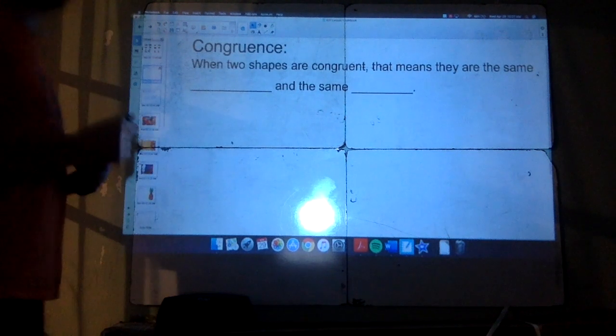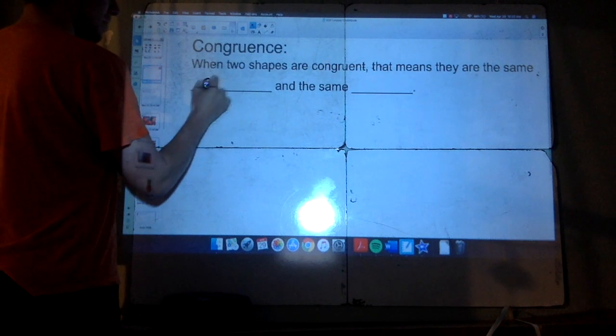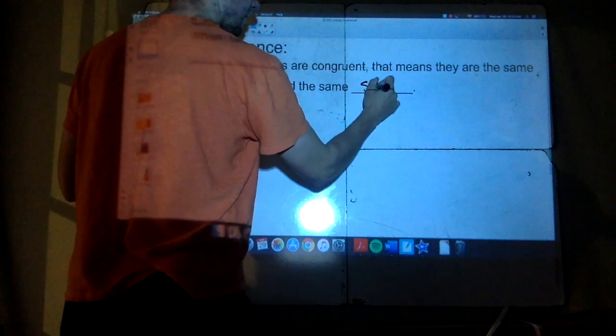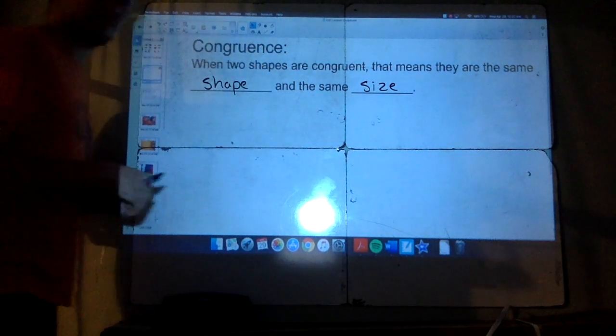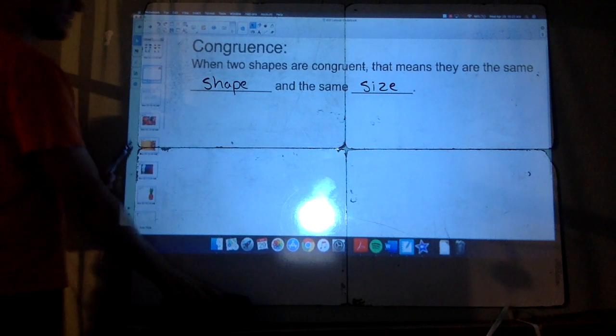So writing this down in your notes, when two shapes are congruent, that means they are the same shape and the same size. So put that in your notes. If you need to pause the video to write that down, please feel free to do that.